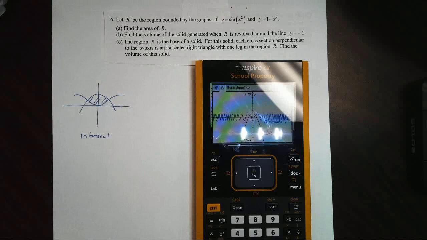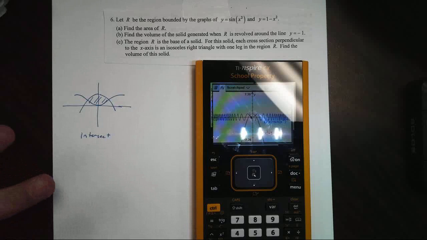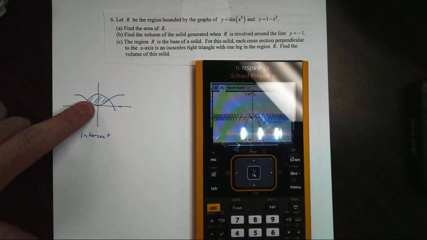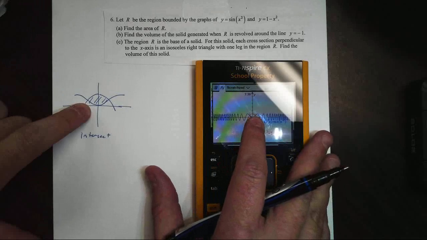Okay, so let's take a look here. We're going to go ahead and find the area bounded. This is number 6, by the way, in the calculator section. We're going to find the area bounded by the graphs of y equals sine of x squared and the parabola 1 minus x squared. Now, we're using a calculator, so I already graphed them for you, as you can see, and we're looking for the area bounded between them.